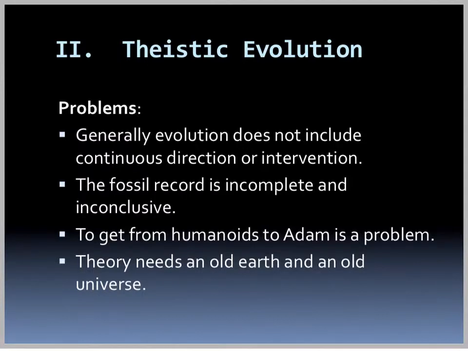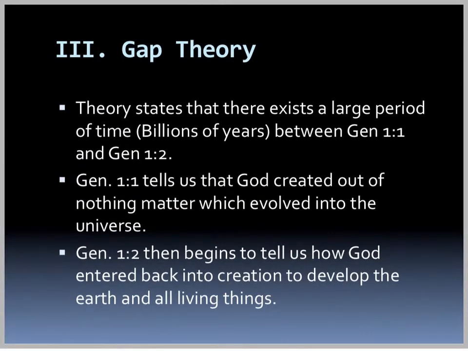Well, this has some problems too. Generally, evolution does not include continuous direction or intervention. The fossil record is incomplete and inconclusive. And to get from things like humanoids to Adam is a problem, and the theory needs an old Earth and an old universe. The next is called the gap theory.